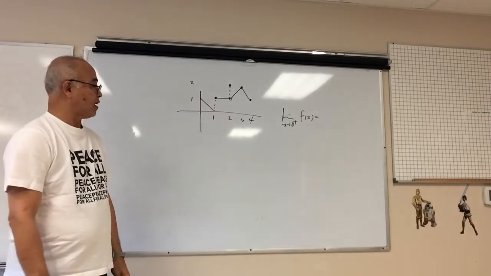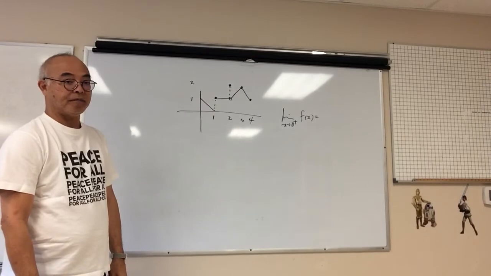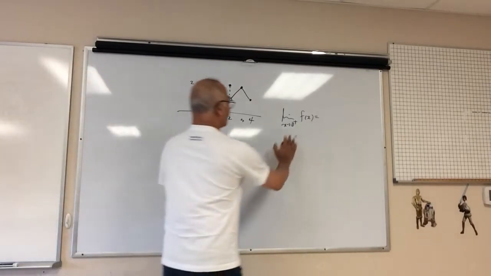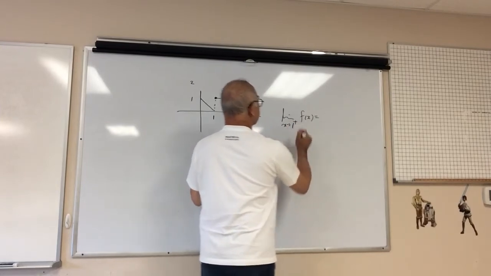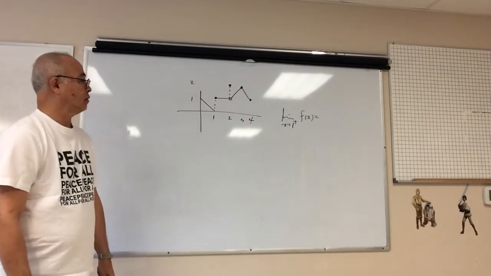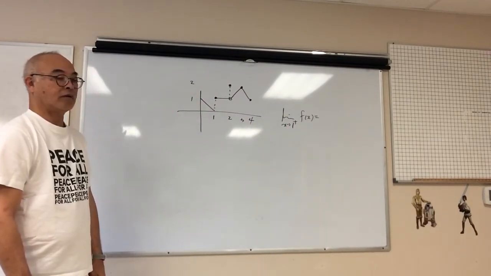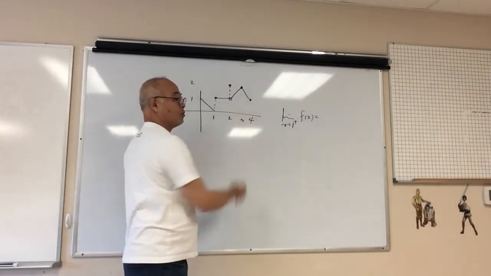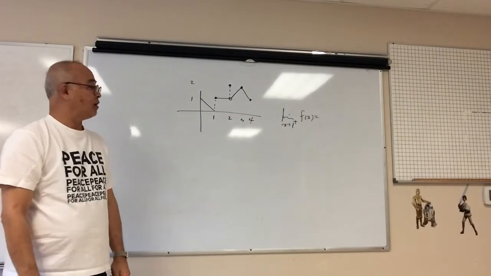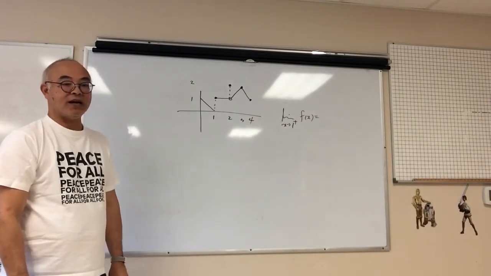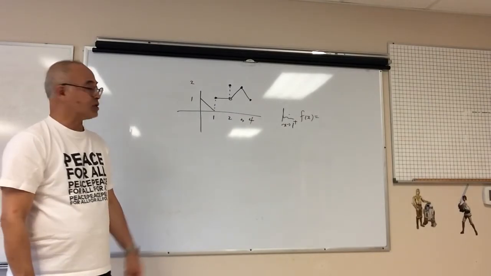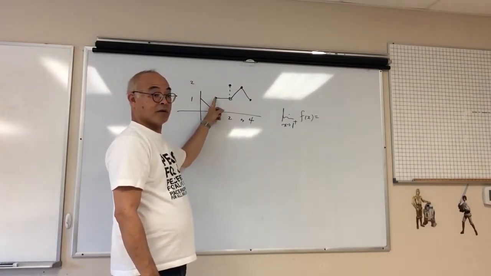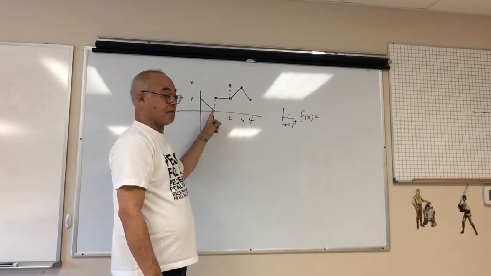At 1, what is my limit when I'm coming from the positive side? 1, right? Because from here I'm approaching here, so it'd be 1. What is my limit at 1 from the negative side? 0. In other words, the limit here does not exist, because they're different, right?